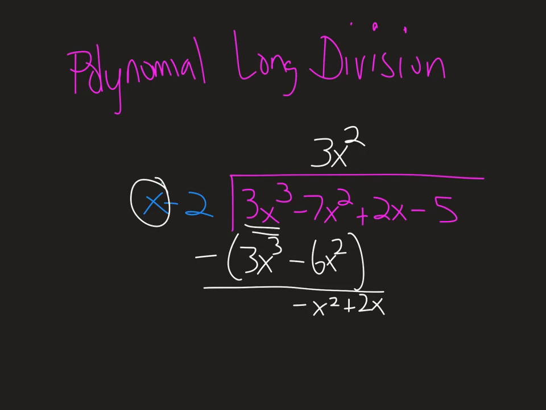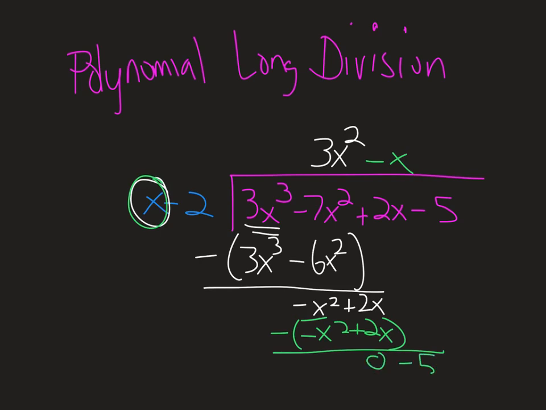Now you ask yourself, how do I get x to become negative x squared? So that's going to be multiplied by negative x. Again, you distribute. Let me get rid of those. And that's going to be negative x squared plus 2x. Oh, look at that. I accidentally did something that's kind of interesting. All right, so then I subtract down, and that gets a 0 there.